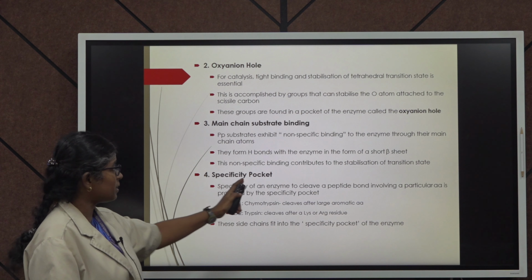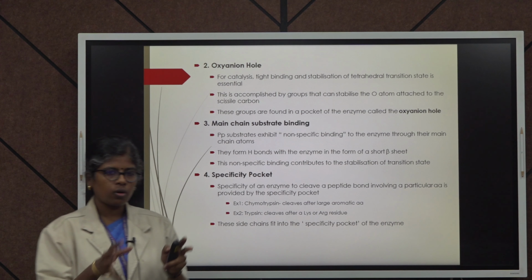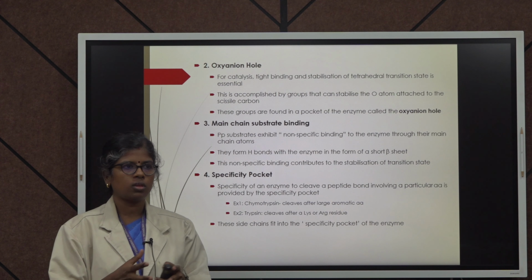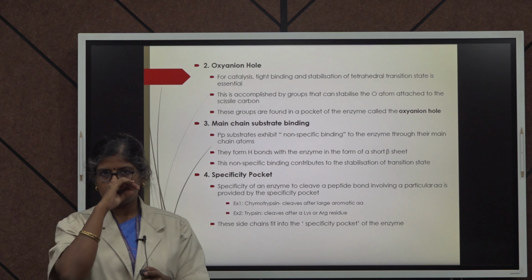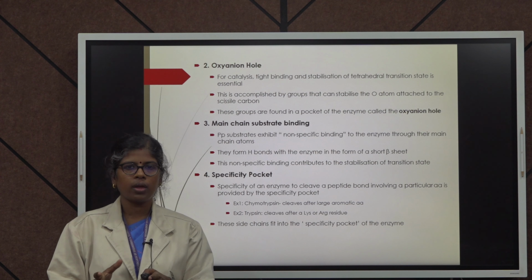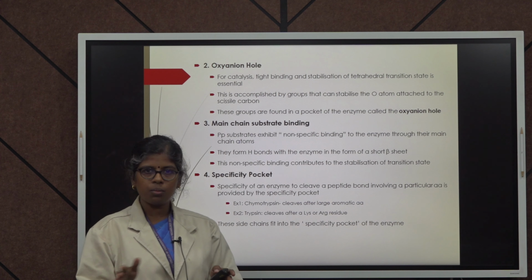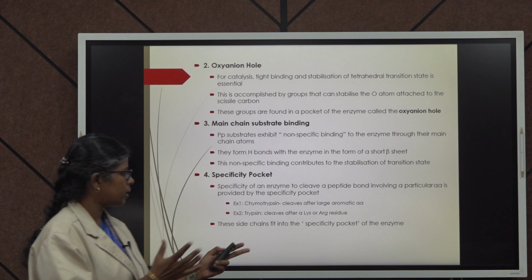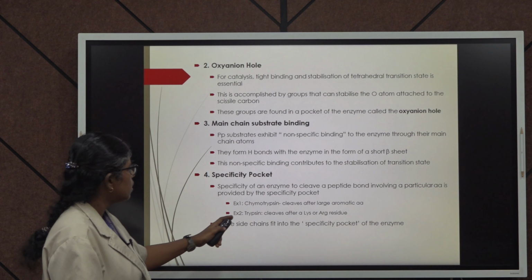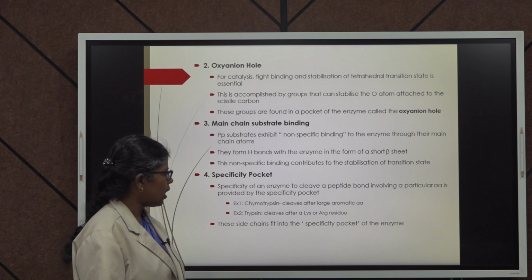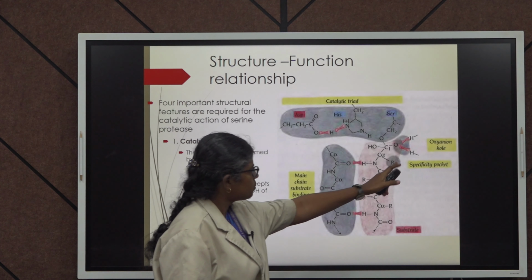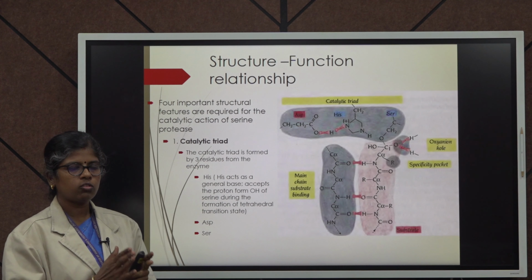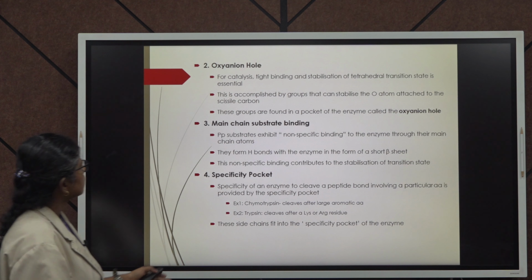The fourth feature is a specificity pocket, which is truly responsible for recognition of the scissile bond. Say for example, some enzymes cut after a hydrophobic residue, some cut after a positively charged residue. So, these are recognized by the specificity pocket, and they define the scissile bond in any protein that has to be cut. So, for chymotrypsin, it always cuts after a very large aromatic amino acid like phenylalanine or so on, and for trypsin it is always after lysine or arginine. So, you can see that there is a specificity pocket, oxyanion hole, the catalytic triad, and the main chain substrate binding interactions, which are essential for protein function.